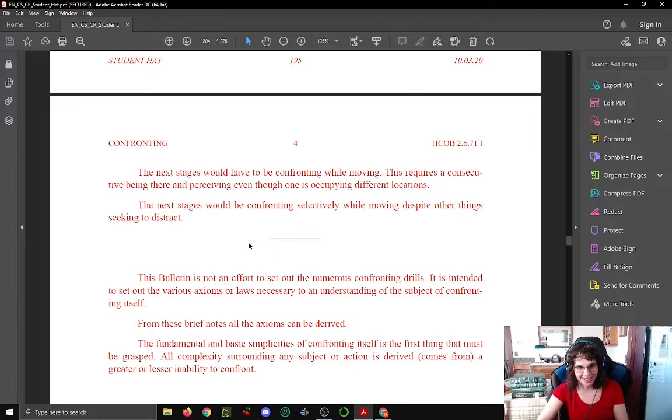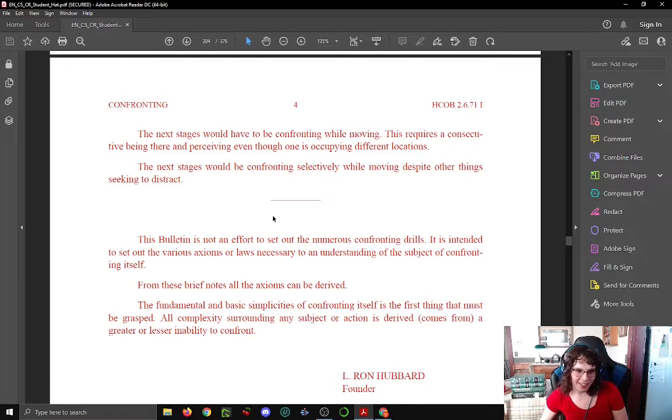It's focusing. This bulletin is not an effort to set out the numerous confronting drills. I wish it was, because I wish I could understand what the hell you meant. It's intended to set out the various axioms or laws necessary to an understanding of the subject of confronting itself. From these brief notes, all the axioms can be derived. The fundamental and basic simplicities of confronting itself is the first thing that must be grasped. All complexity surrounding any subject or action comes from a greater or lesser inability to confront.